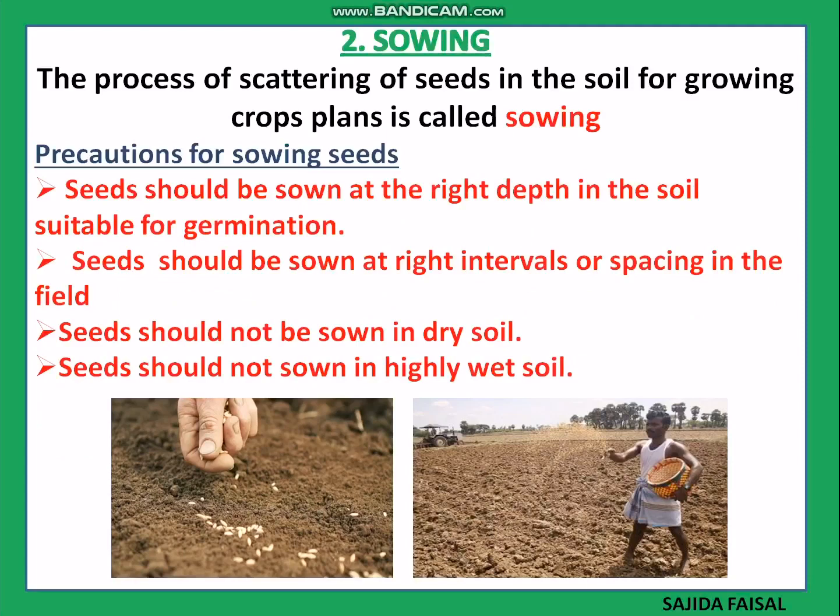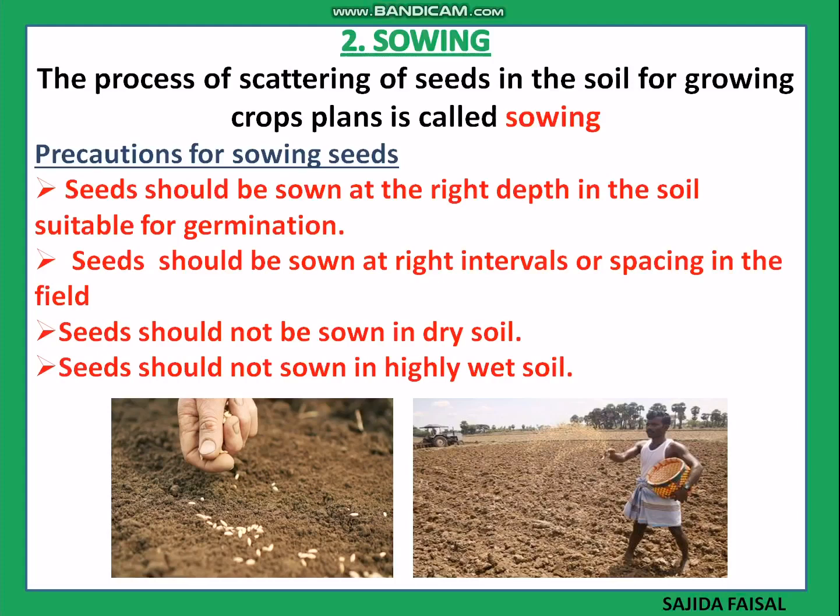Then what do you mean by sowing? The process of scattering of seeds in the soil for growing crops, plants is called sowing. We have to scatter the seeds in the soil for what? Growing crops. That's why we can say that this process is called sowing. What is sowing? The process of scattering of seed in the soil for growing crops is called sowing.